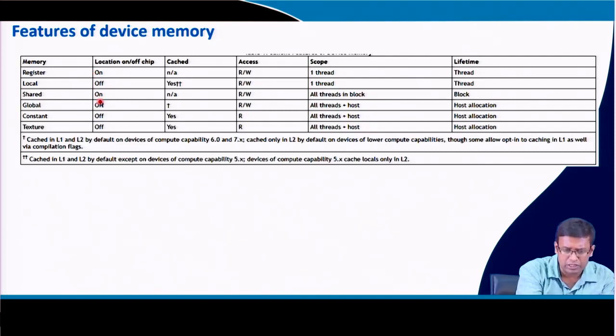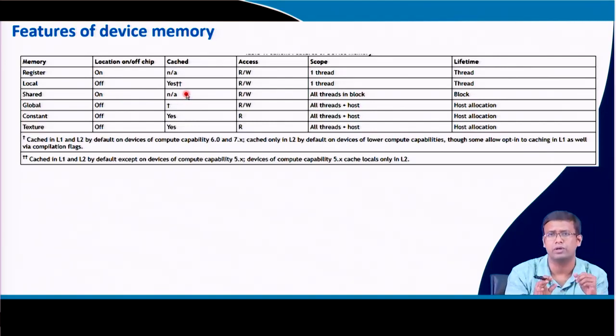Shared memory is an on-chip memory which is not cached, and is a small memory, but all threads in the block can look into the shared memory. Even if one warp writes something in the shared memory, that will reside there, and all the threads can utilize that. Global is the main off-chip memory, which is now cached in L1 and L2 memory; earlier it was not cached. And these are all read-write memory.